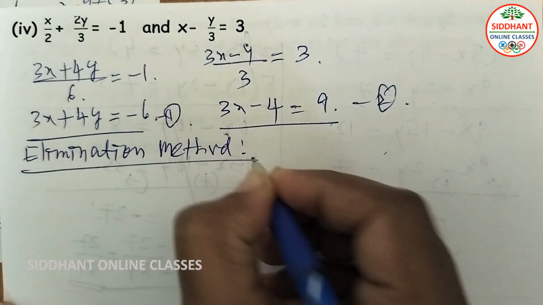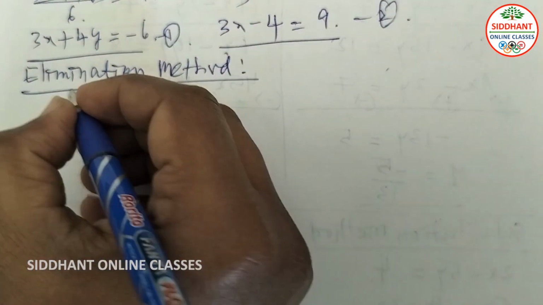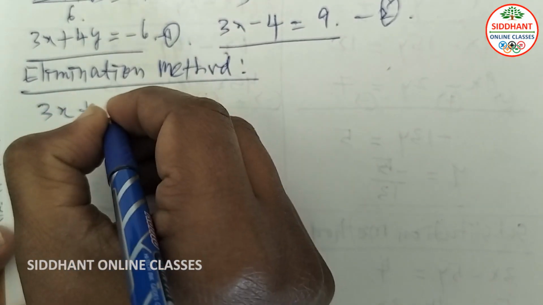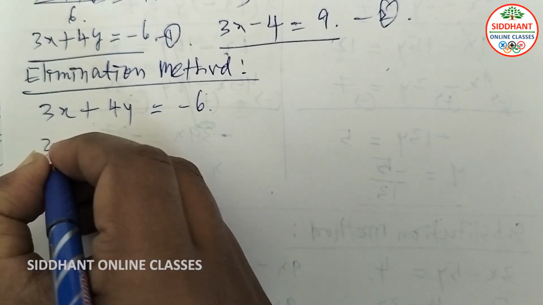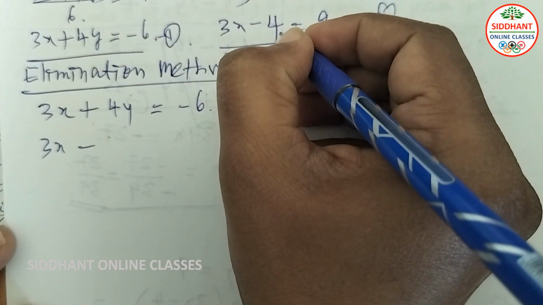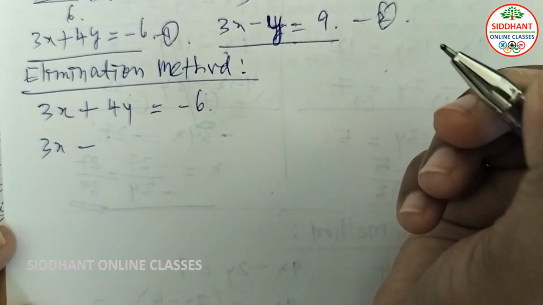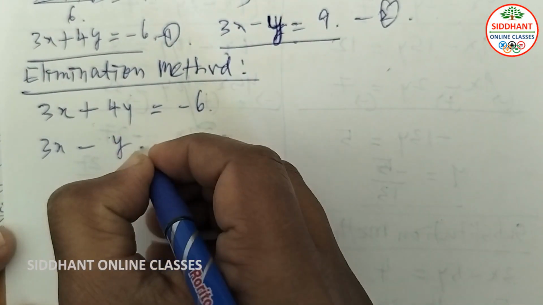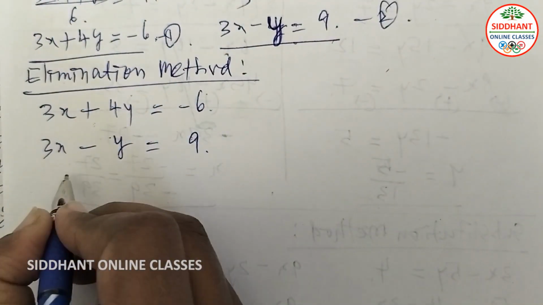This is the elimination method. So now we have 3x plus 4y equal to minus 6, and 3x minus y equal to 9. So these are the two equations.